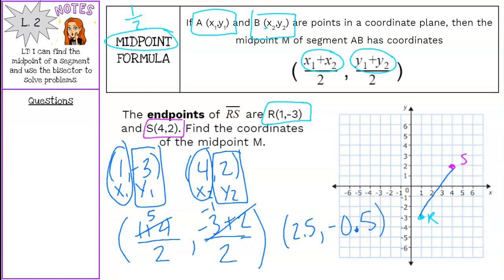You could also leave them as fractions, so you could have left it as 5 over 2 and -1/2. Either answer is acceptable. Now let's check to make sure our answer is good. We have 2.5, so we go to the right 2.5, down about 1/2, and if we plot that point, it is on our line, and it looks to be right about in the middle, so we can say that our math on that is good.